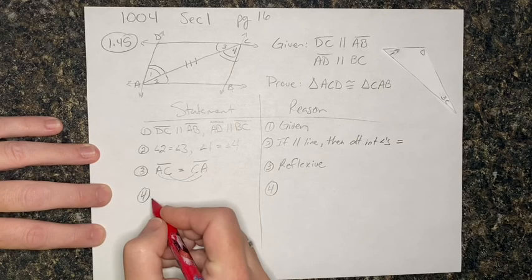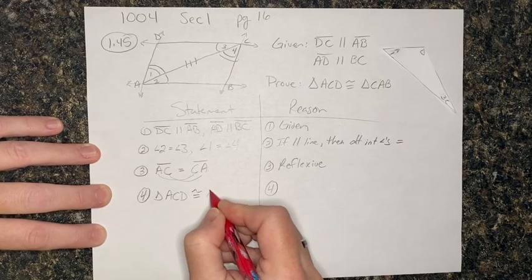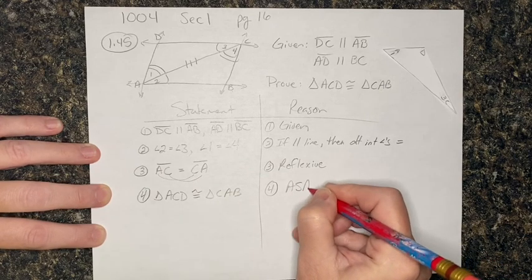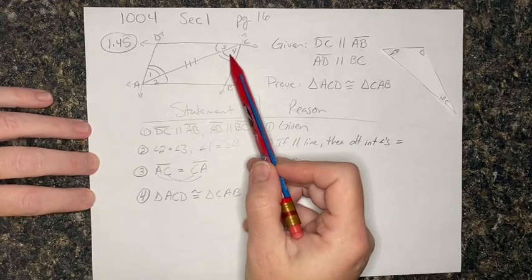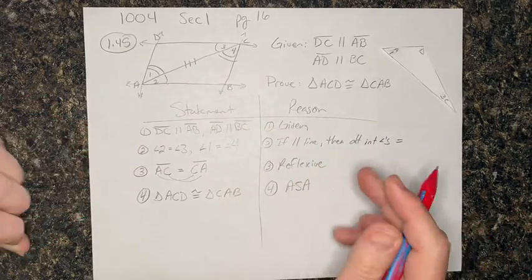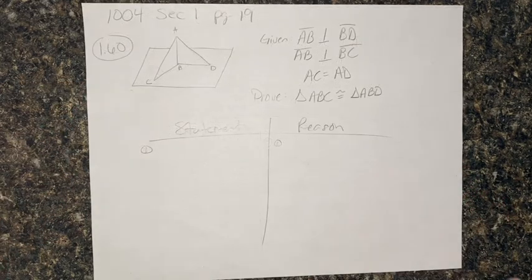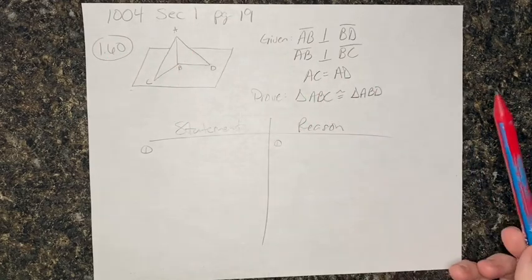So we can say that triangle ACD is congruent to triangle CAB because of angle, side, angle. That's what we proved. Angle, side, angle. Okay, make sure we're putting them in the right order. And that's proof 45. The next proof that I want to look at is number 60 on page 19.